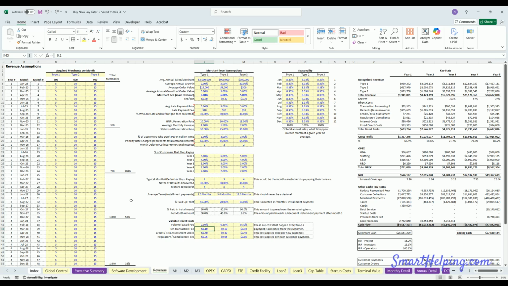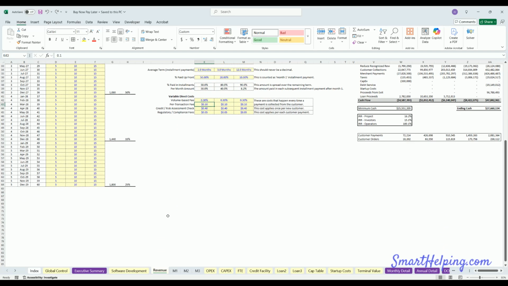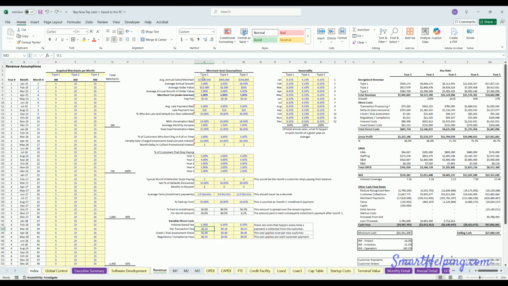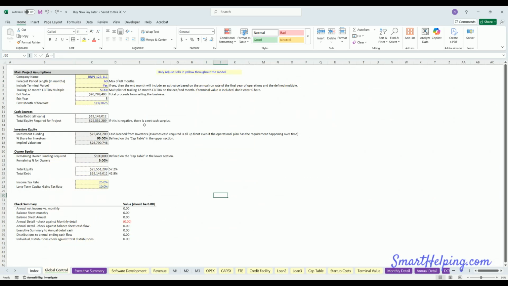Okay, so that's everything we have to do with revenue generation and some direct costs. Let's go back to the model's start. So global control here, these are just a couple high-level assumptions: company name. You can run the forecast for up to 60 months. You could define that. It doesn't have to be a full 5 years. You can adjust this to any number up to 60.